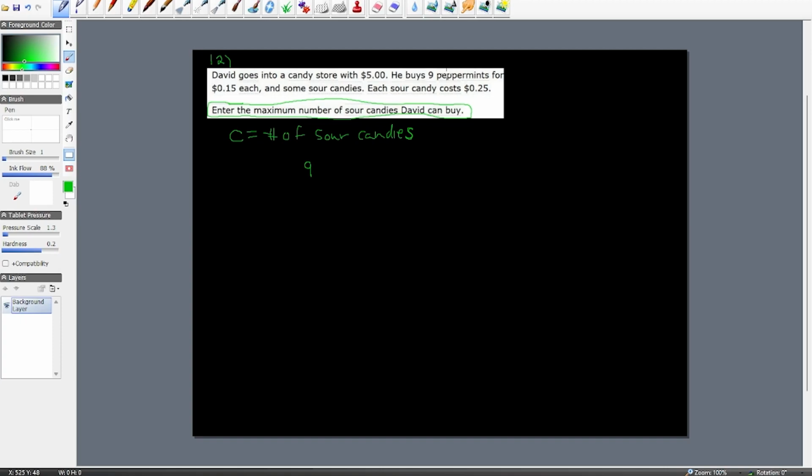Now, they tell us he buys 9 peppermints, and they actually tell us how much each of those costs. So it's going to be 9 times 0.15. And he also buys some unknown number of sour candies, C, and those cost 25 cents each. Now this represents the total he's going to spend, the peppermints plus the sour candies, and he cannot go over that $5 that he walked in with.